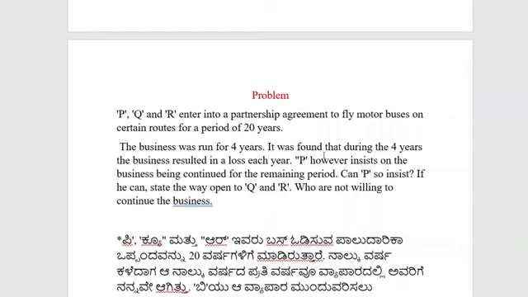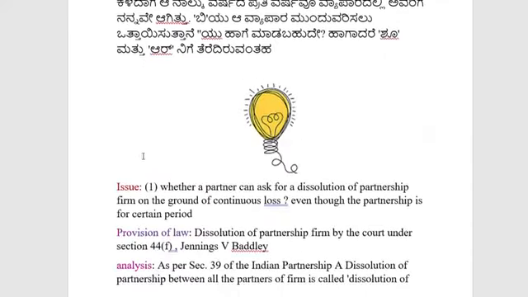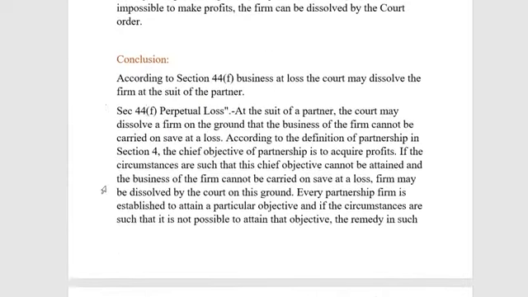So here P, however, insists on the business being continued for the remaining period. That means P insists on the continuation of the business. Probably he may think that in future profits may come. So can P so insist, when Q and R are not willing to continue the business? The other partners Q and R do not want to continue the business because there is a loss for the continuous period of 4 years. Even though the partnership is for the period of 20 years, it is appropriate to close the business.